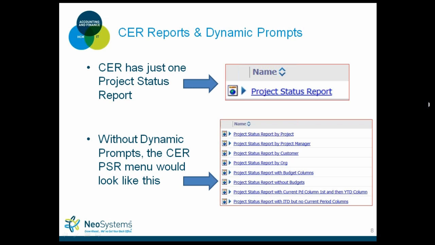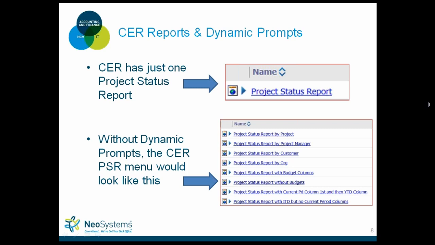And if you go into the folders, the menus within the portal, you'll see, as we are demonstrating here, that top window, there's the listing, project status report. There's only one project status report. Without the dynamic prompts, and that's what we'll be showing today, making use of dynamic prompting, there are all kinds of aspects of the project status report that would not work within one report. You'd have to have all different variations.